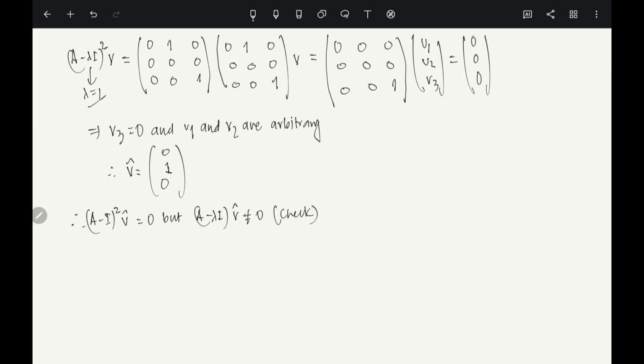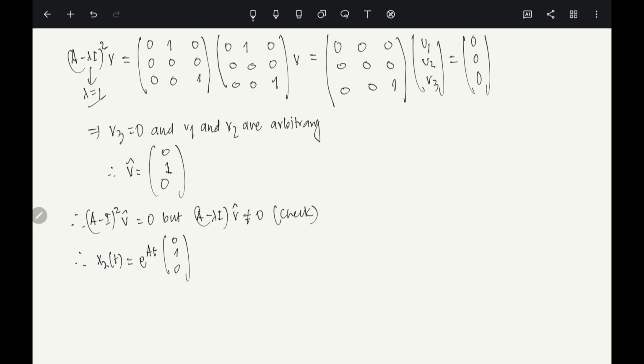So what is the solution? x2 of t, you remember, will be e to the power t times 0, 1, 0. That's the solution, right? This is any given vector, but the special part is (A minus lambda I) squared times v cap is 0. And I know that e to the power At times any vector will be a solution of this problem, right? So that vector I am choosing to be 0, 1, 0.